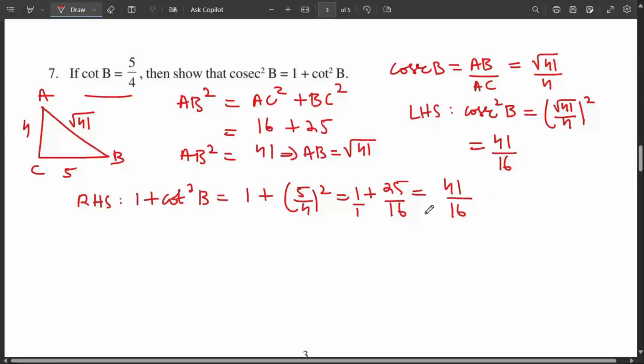So since your LHS is equal to RHS, we have proved that cosecant square B is equal to 1 plus cot square B if cot B is equal to 5 by 4.